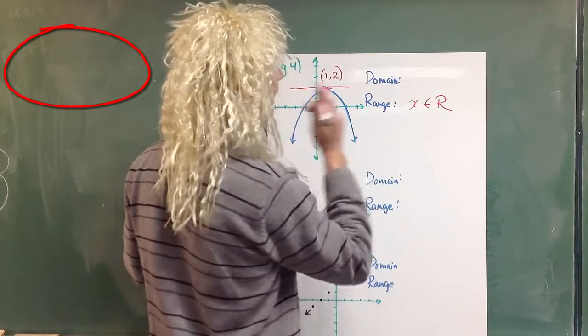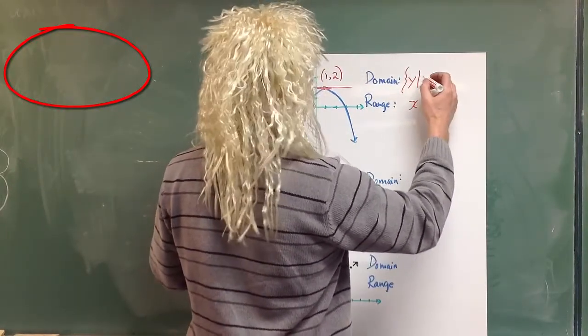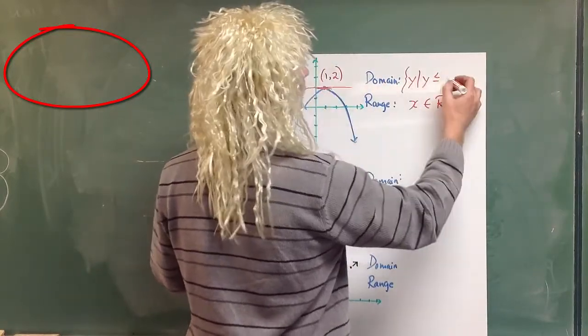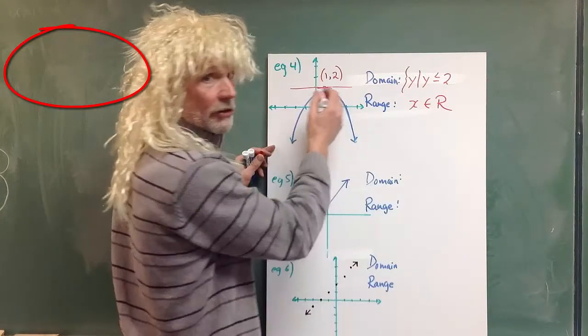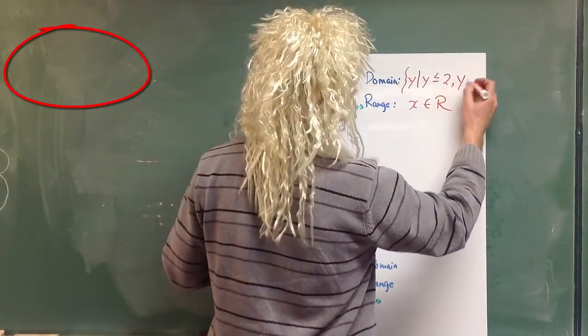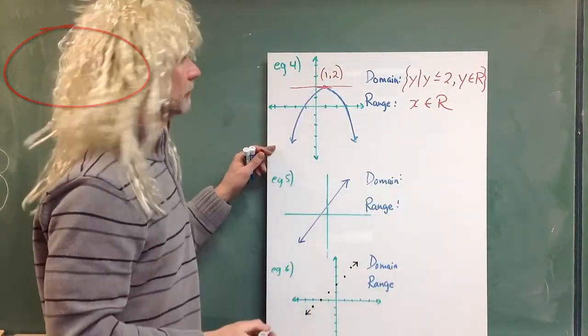So I have to say y such that y is less than or equal to 2. And because it's a continuous line, it could be any fraction or decimal. y can be any real number as long as it's less than or equal to 2.